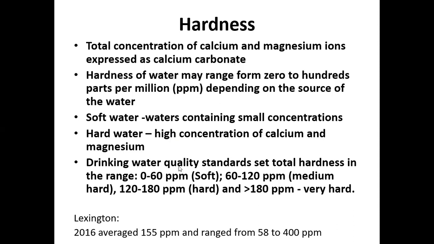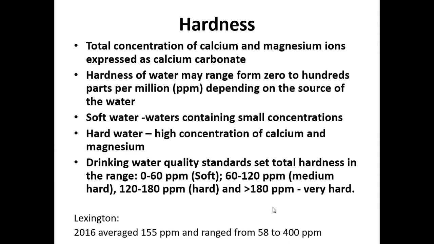So drinking water standards are 0 to 60 parts per million is soft water, 60 to 120 is medium, 120 to 180 is hard, and over that is very hard. And if you look down here, I got this number from 2016, the average parts per million in Lexington is 155 parts per million, and it ranged from 58 to 400 parts per million. So you can see we have hard to very hard water here in Lexington, meaning you have a lot of dissolved calcium carbonate ions in the water.